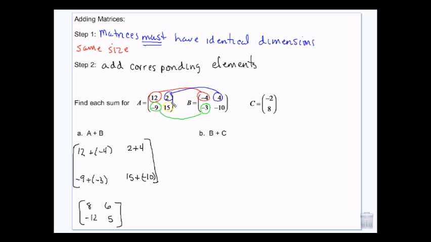Now B plus C, B is a 2 by 2. C is a 2 by 1. I cannot add those together. They have to be the exact same size.